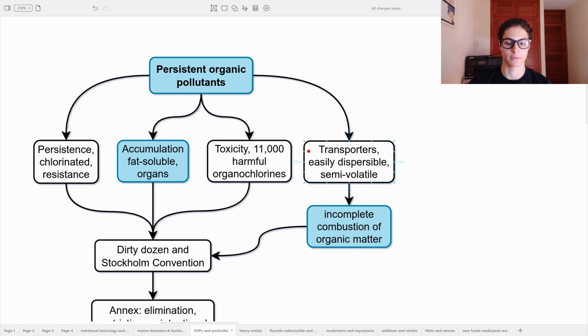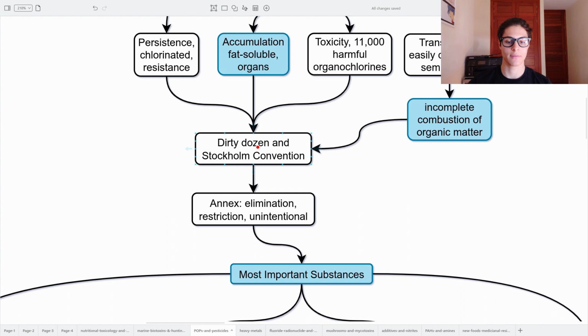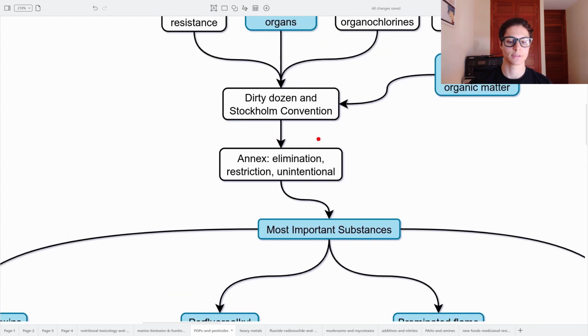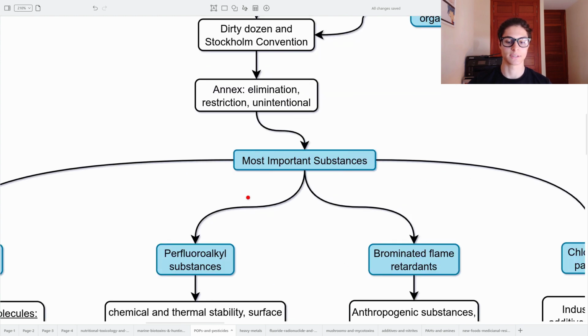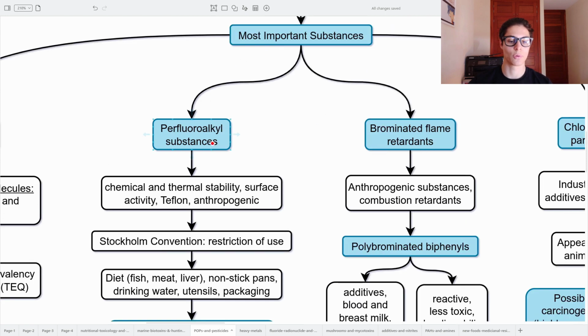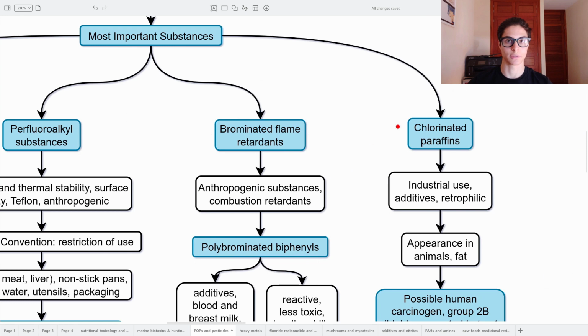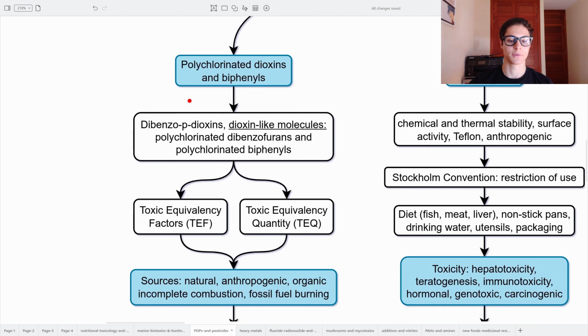They are transportable. They are easily dispersible because they are semi-volatile, and they come from the incomplete combustion of organic matter. They are grouped in the dirty dozen and they are part of the Stockholm Convention. This Stockholm Convention has an annex of elimination group, restriction group, and unintentional group of persistent organic pollutants. The most important substances we're going to view are the polychlorinated dioxins and biphenyls, the perfluoroalkyl substances, brominated flame retardants, and chlorinated paraffins.